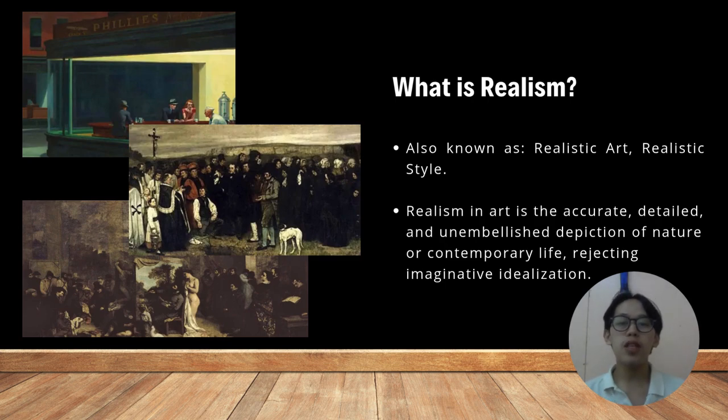So first, what is realism? Realism art is also known as realistic art or the realistic style. Realism in art is the accurate, detailed, and unembellished depiction of nature or contemporary life, rejecting imaginative idealization. In art, realism is generally the attempt to represent subject matter truthfully, without artificiality, exaggeration, or speculative or supernatural elements.